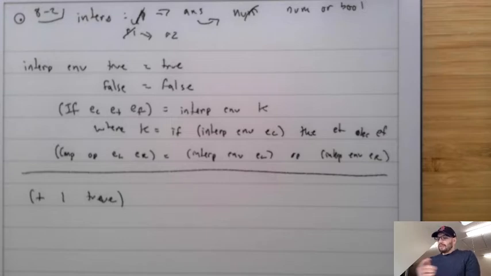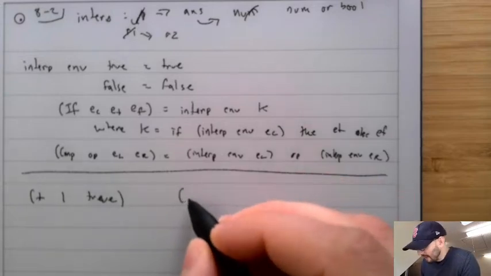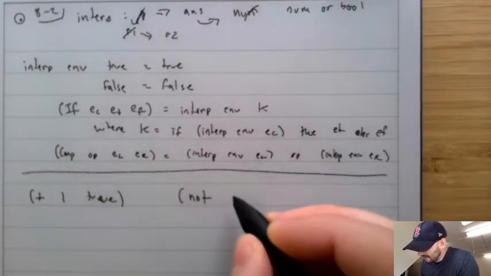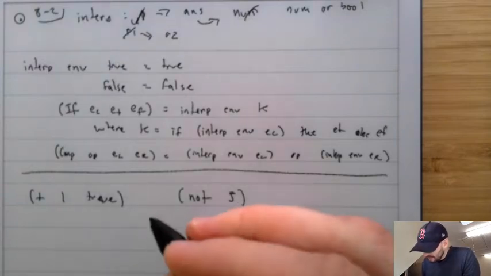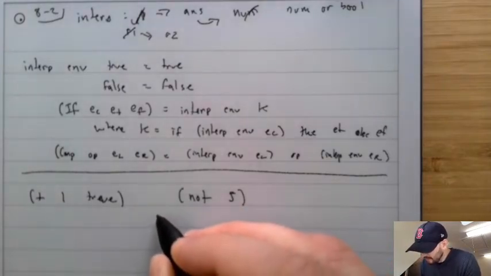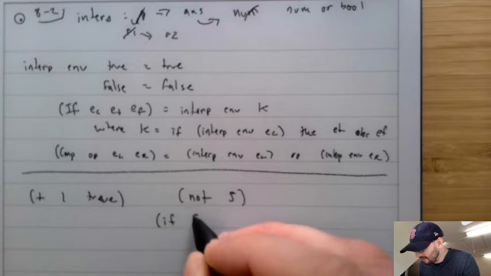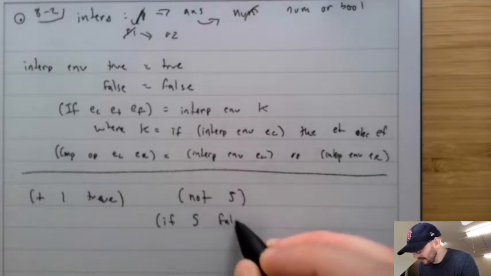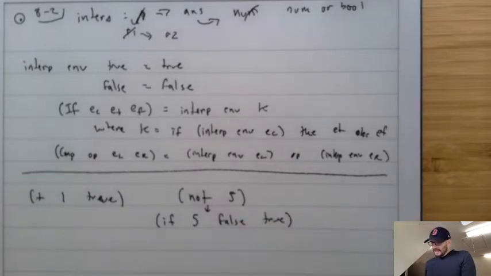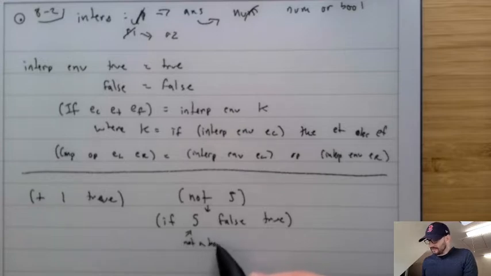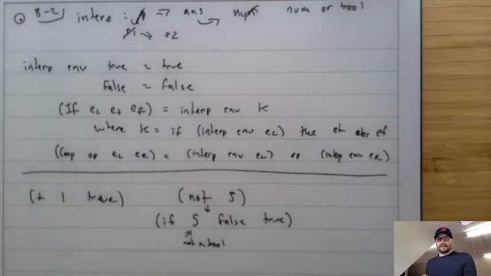Similarly, another error would be something like not of 5. Why would not of 5 be an error? Well, remember what not is. Not really means that we have an if of 5, and then a false here, and a true here. That's what not really means. And so this is an error because that spot right there is not a bool. So that's why not 5 would be an error.